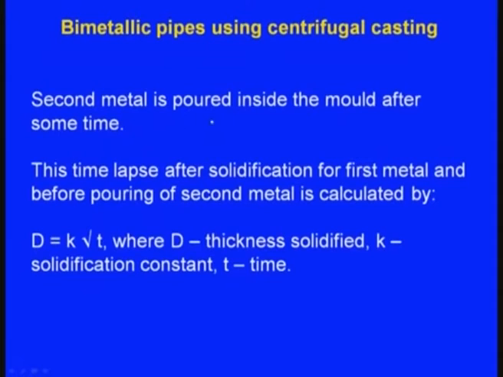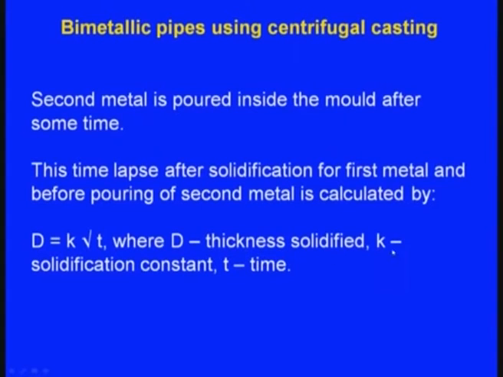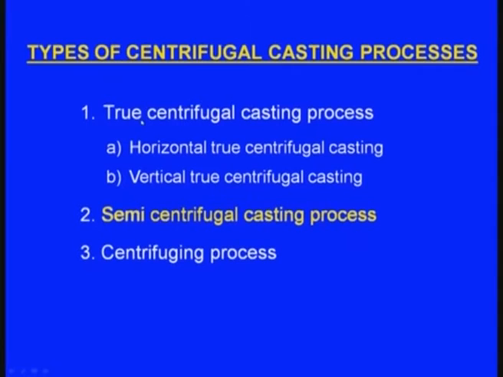Now, the second metal is poured inside the mold after some time, and this time lapse after solidification of the first metal and before pouring of the second metal is calculated by D is equal to K root of T, where D is the thickness solidified, K is the solidification constant, and T is the time. So far we have seen the true centrifugal casting process and the two subclassifications within that.